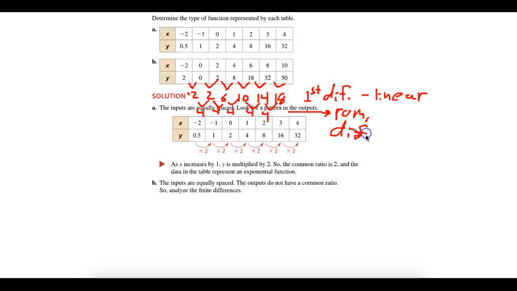Sorry, my pen's getting a little out of control. Common difference. Now in this case, for our first difference we did not find a constant. In our second difference, we did find a constant. Because we found a constant in our second difference, it means this is a second degree function. A second degree function is a quadratic.